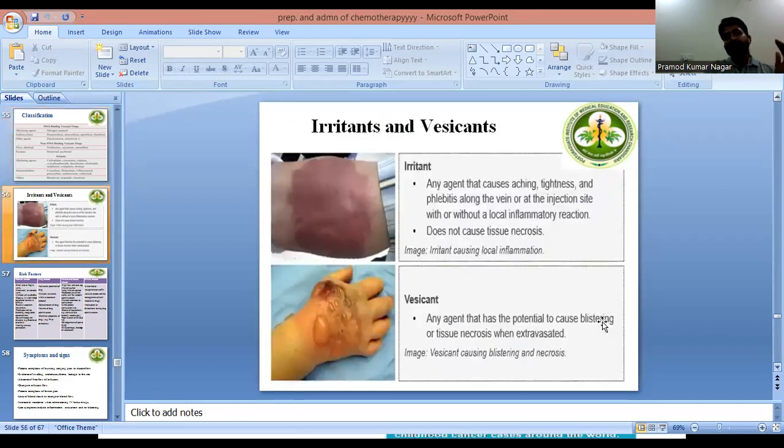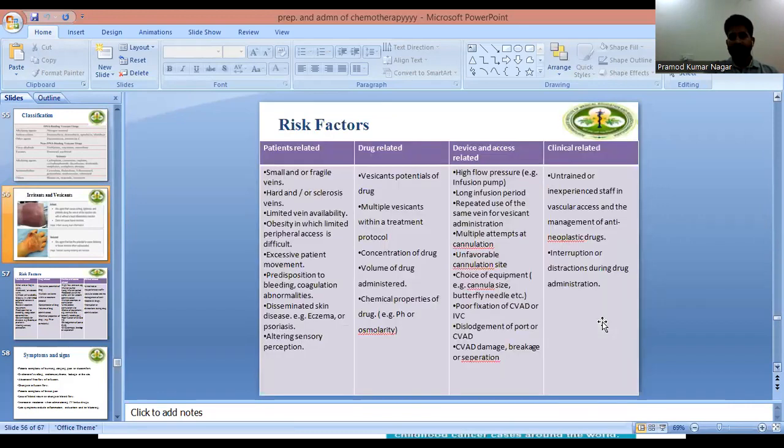So what is the basic difference between the irritant and vesicant? Irritant is the agent that causes aching, tightness, phlebitis, along with pain at the injection site with or without a local inflammatory reaction. But a vesicant is any agent that has the potential to cause blistering or tissue necrosis when it extravasates. Vesicants like vincristine, vinblastine, or vinorelbine cause vesicant extravasation.